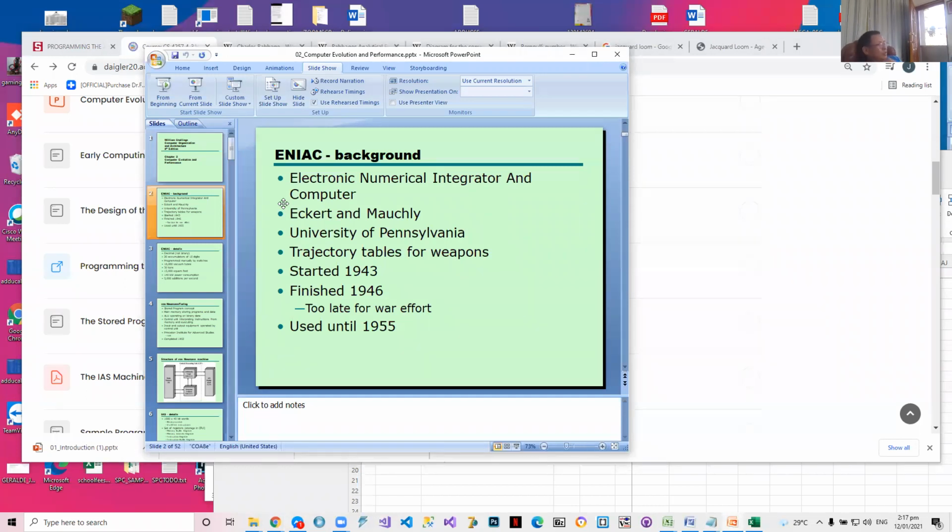During the World War, no? J. Presper Eckert and John Mauchly from the University of Pennsylvania, this is the Moore School of Engineering, invented a computer, an electronic version of Charles Babbage's analytical engine. It's called the Electronic Numerical Integrator and Computer, or ENIAC. Okay. It was used for computing. It was designed for World War II, no? But it was finished in 1946 and was used until 1955.